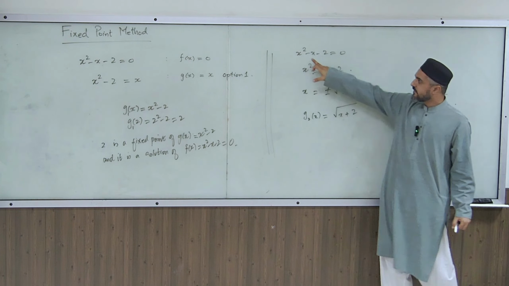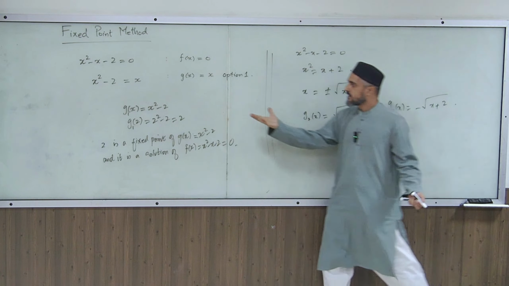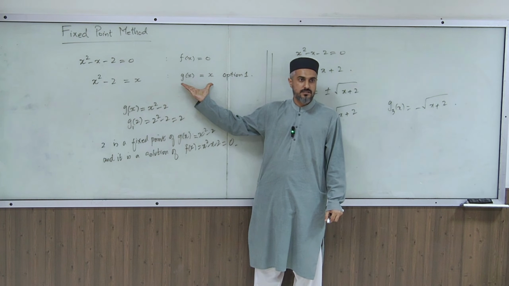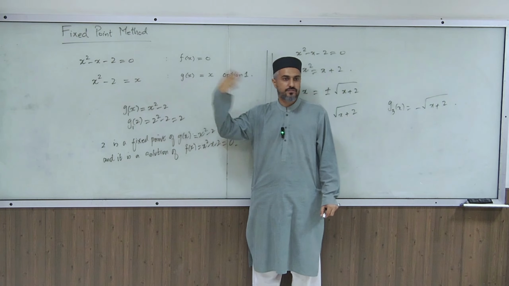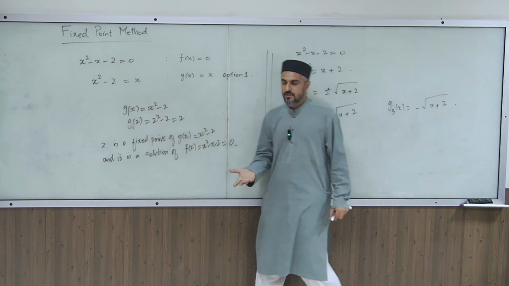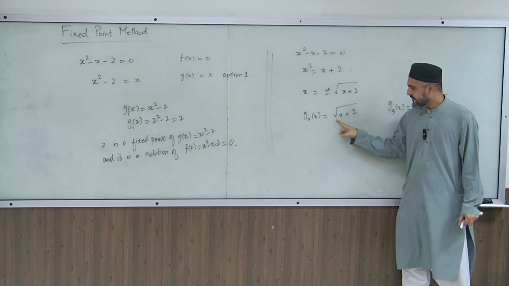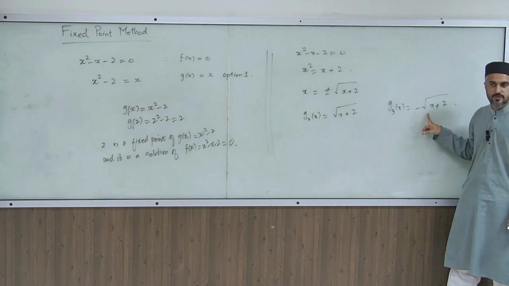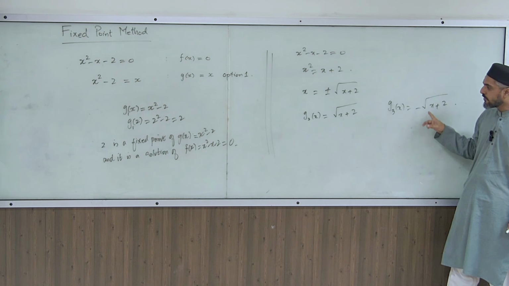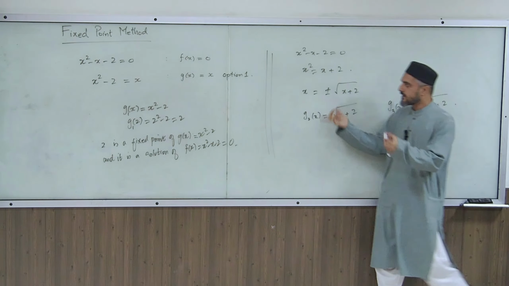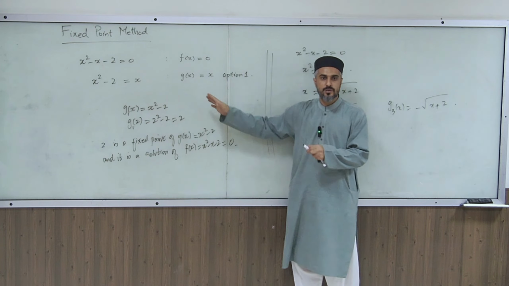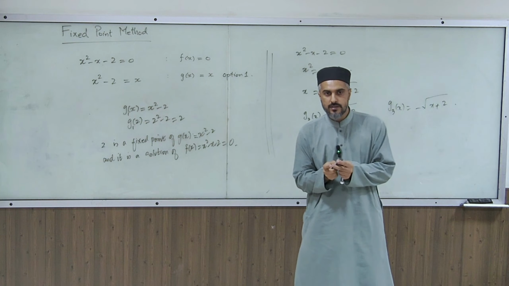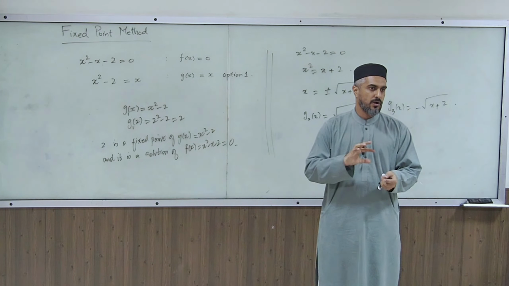So from the given equation, I can make a number of scenarios which look like this. Then I need to find a fixed point of this function. If I find a fixed point of any function that is derived from f of x equals 0 in such a way, then it will be a solution of that equation. Okay, so they are related in this particular manner.